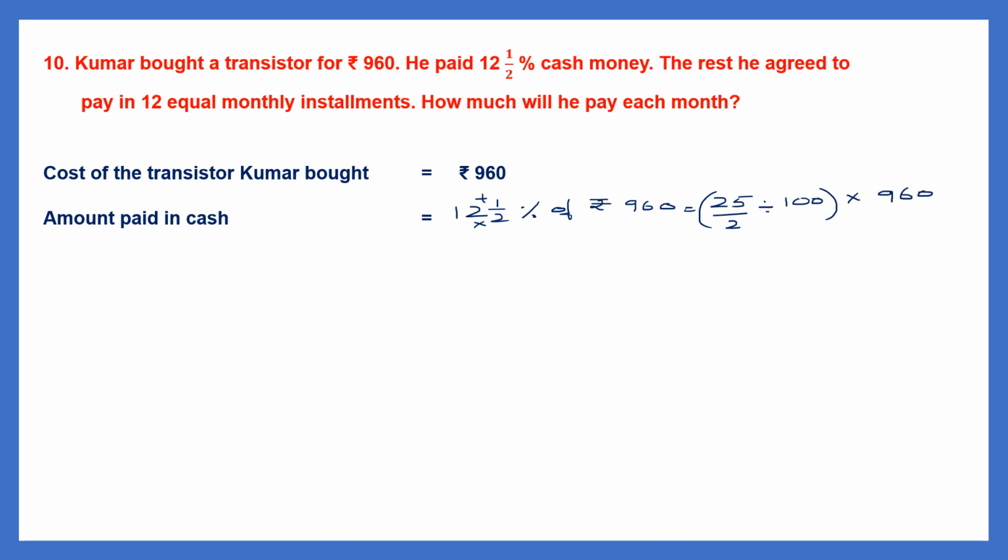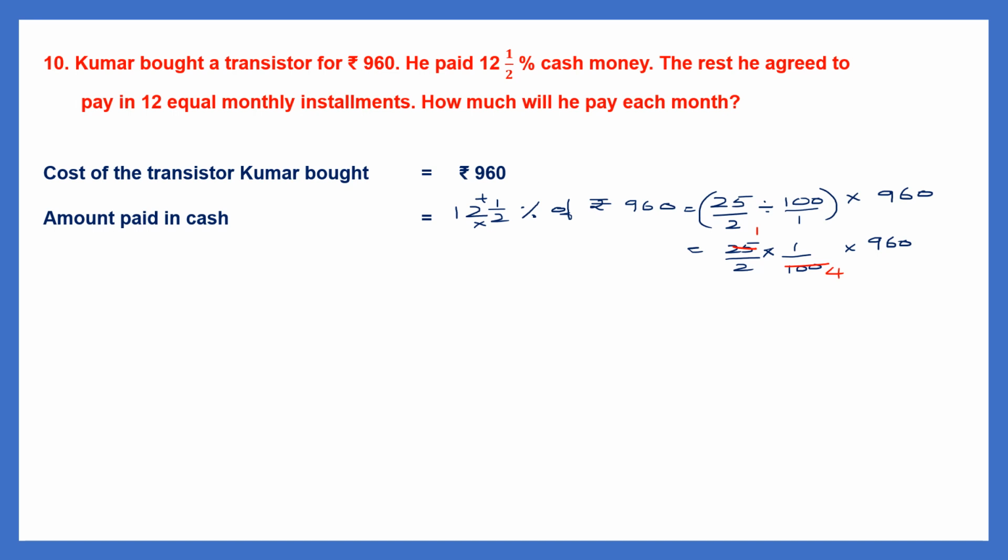So now 25 by 2, let's write that as it is, 25 by 2. Division changes to multiplication. 100 by 1 becomes 1 by 100 into 960. So what does this become? Now here we can cancel what we can. We can cancel 25 and 100. 25 ones are 25, 25 fours are 100.